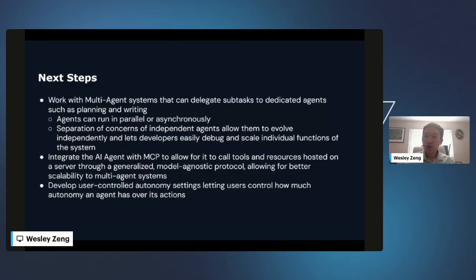And finally, we're thinking about also developing user-controlled autonomy settings that let users control how much autonomy an agent has over its actions. So an agent has a lot of capabilities, but LLMs can also make mistakes. They are not perfect. And in certain scenarios where there is a high amount of risk, it might actually be necessary to incorporate some human supervision. For example, when an agent gets up to a certain point, it might want a human to look over what it's done and make sure that it's on the right track before it allows the agent to continue.